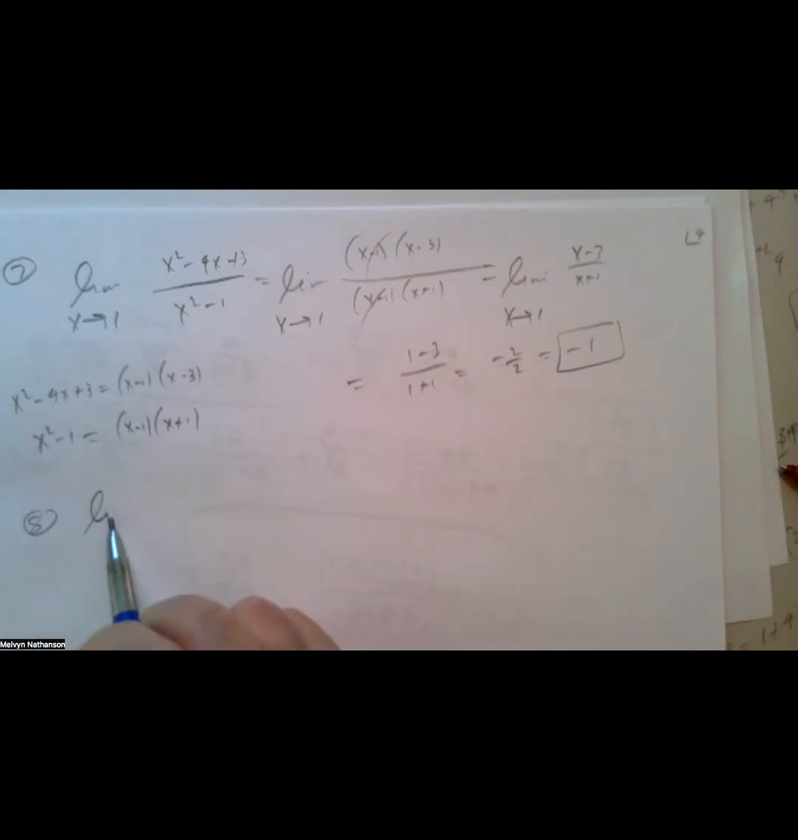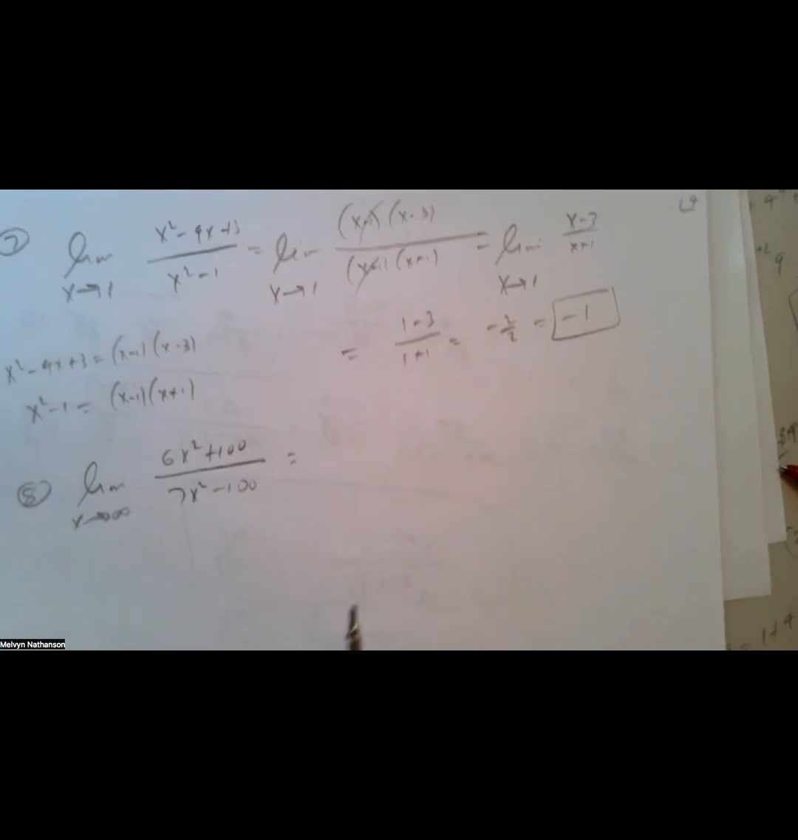Problem 8 is to find the limit as x goes to infinity of 6x squared plus 100 over 7x squared minus 100. When you have a ratio of polynomials, that is a rational function, with polynomials in the numerator and denominator of the same degree, as x goes to infinity, the limit is just the ratio of the highest degree terms.